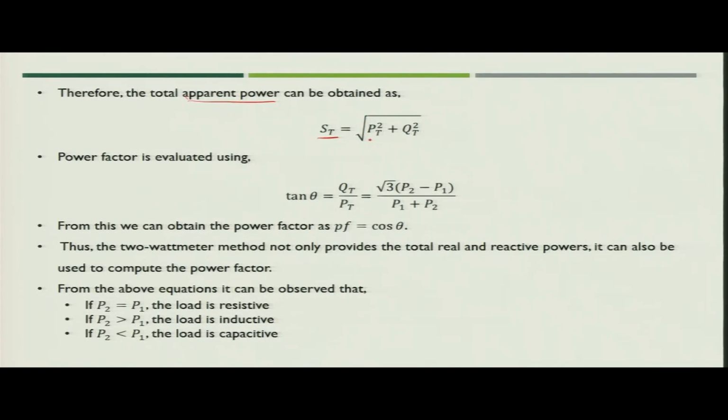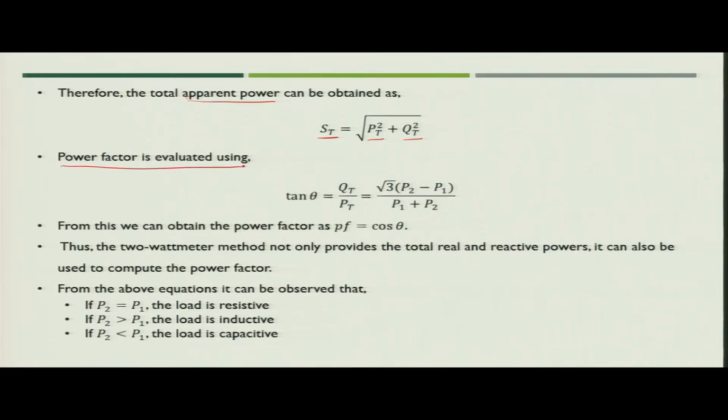The total apparent power ST is nothing but the square root of PT squared plus QT squared, or you can write it in terms of the wattmeter readings: the square root of (W1 plus W2) squared plus (root 3 times (W2 minus W1)) squared. So, this will give you the total apparent power for the load.